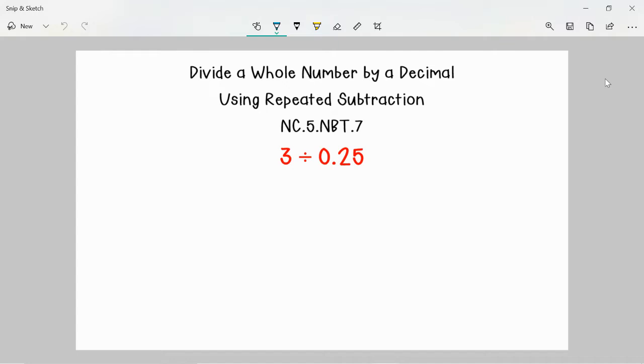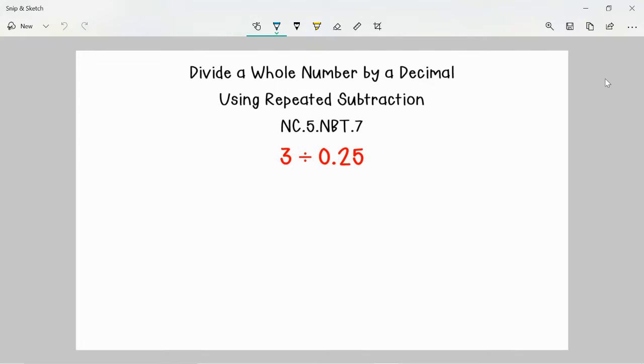Let's take a look at 3 divided by 25 hundredths. Before we begin to solve, it's helpful to think about a reasonable solution. When we think about this, we know that 25 hundredths is less than 1 whole. And if we were to divide 3 by 1 whole, we would get 3. There would be 3 groups of 1 whole in 3 wholes.